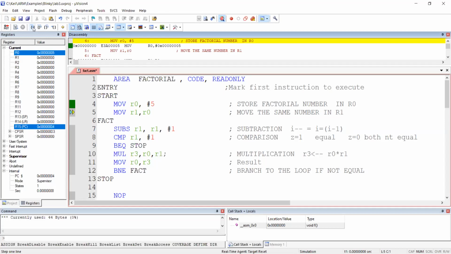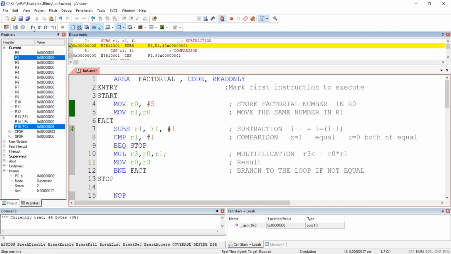Now the question: can anybody tell what is the importance of subtraction? Because 5 should be multiplied with 4 and its factorial. So what is the relation between 5 and 4? We have to reduce that 5 by 1, by a magnitude of 1. So for that we use subtraction.